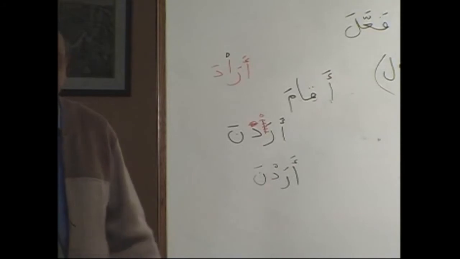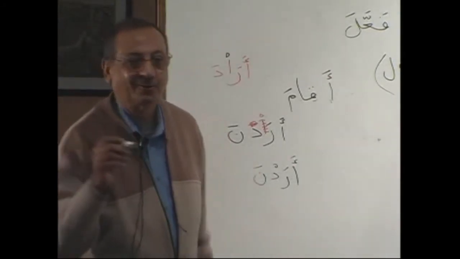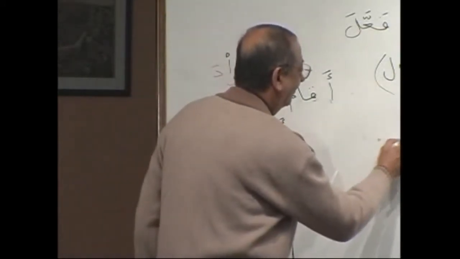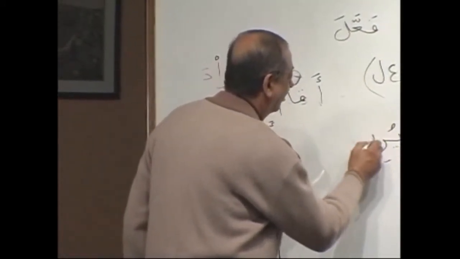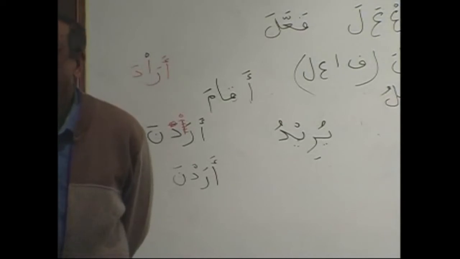Now comes the mudari. What is the mudari, brother? The alif will be dropped, and it will be yuridu. Are you with me, brothers and sisters? Yuridu, he wants. Can we conjugate, brothers and sisters? Whenever there is a weak letter, we have to be a little careful.